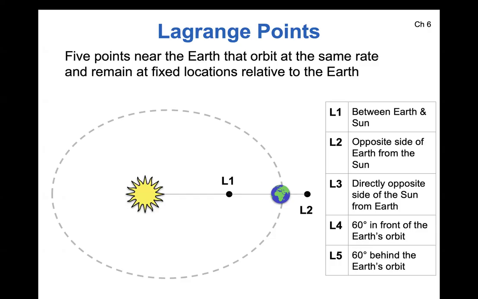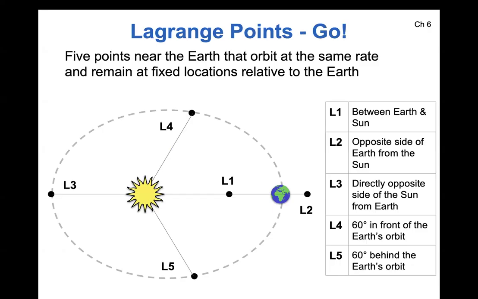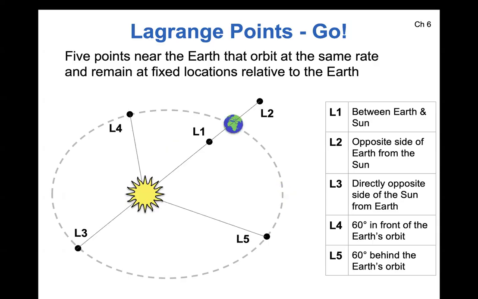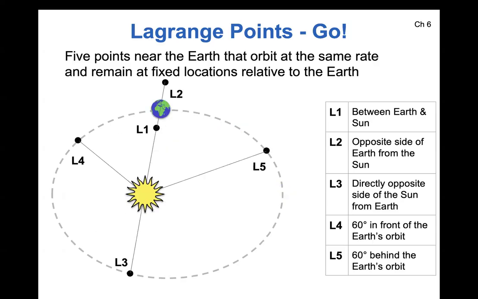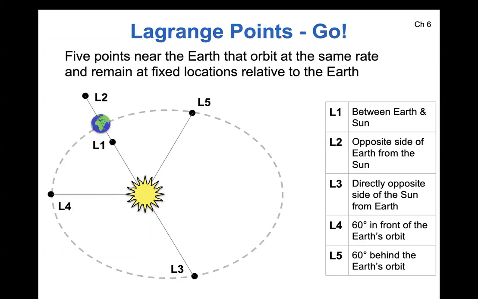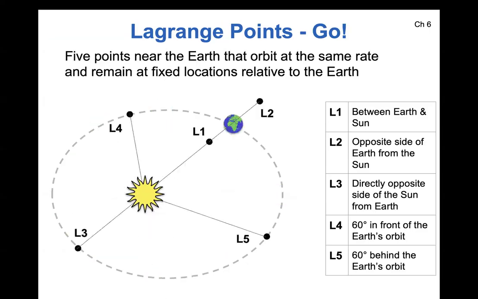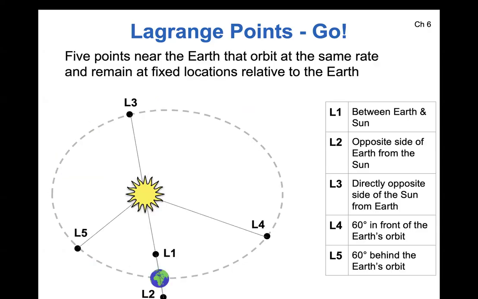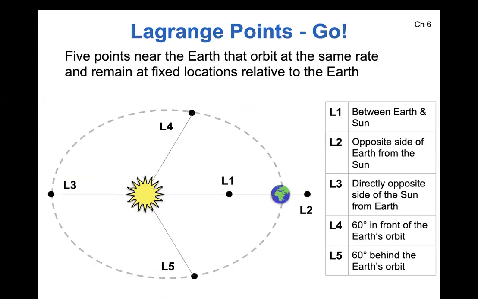So here we've got L1, L2, and then L3, which is on the far side of the sun, then L4 and L5. And this is the orbit. As we orbit the sun, the Lagrange points remain fixed. They're always at the same relative locations to Earth and the sun. So they orbit with us. They're like a system of fixed orbiting points.